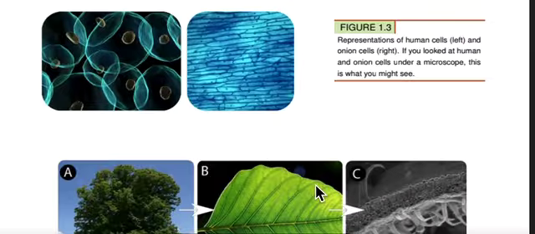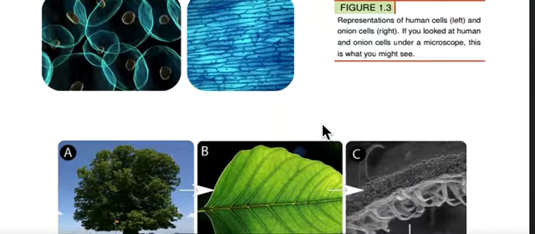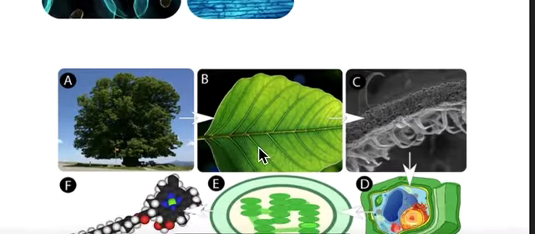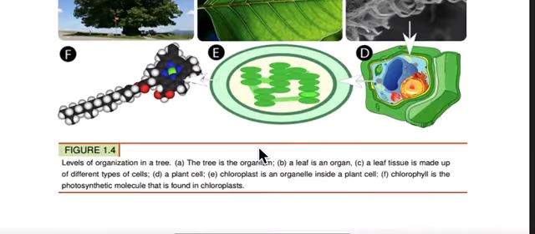So figure 1.3, representation of human cells left and onion cells right. If you look at the human cells and the onion cells under a microscope, this is what you might see. So the onion cells and the human cells, they both have a nucleus. They're both going to have some mitochondria in there. They're going to have some similar structures. What's really different is inside the DNA. The DNA, which gives the directions, is much different.